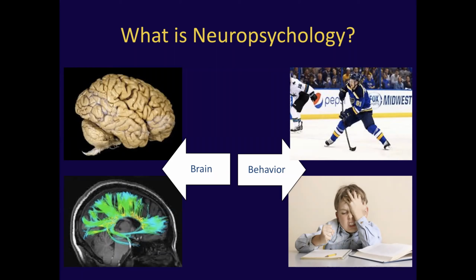Clinical neuropsychology is the applied science of brain and behavior relationships. So clinical neuropsychologists have a degree in clinical psychology, and they work on assessment, diagnosis, treatment, and rehabilitation of patients across the lifespan who may have neurological, medical, developmental, or psychiatric conditions.